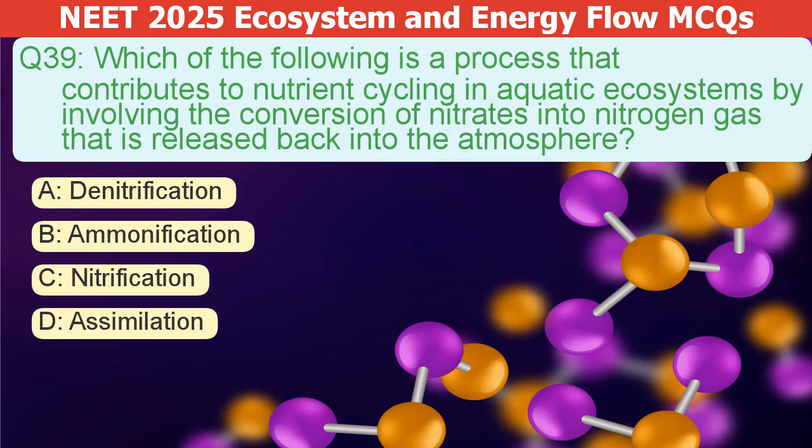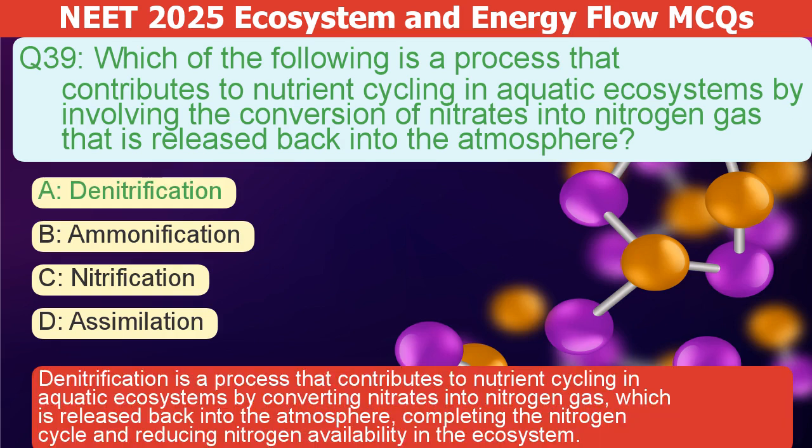Which of the following processes contributes to nutrient cycling in aquatic ecosystems by converting nitrates into nitrogen gas, released back into the atmosphere? A. Denitrification. B. Ammonification. C. Nitrification. D. Assimilation. The correct answer is A. Denitrification is a process that contributes to nutrient cycling in aquatic ecosystems. It converts nitrates into nitrogen gas. This gas is then released back into the atmosphere, completing the nitrogen cycle and reducing nitrogen availability in the ecosystem.